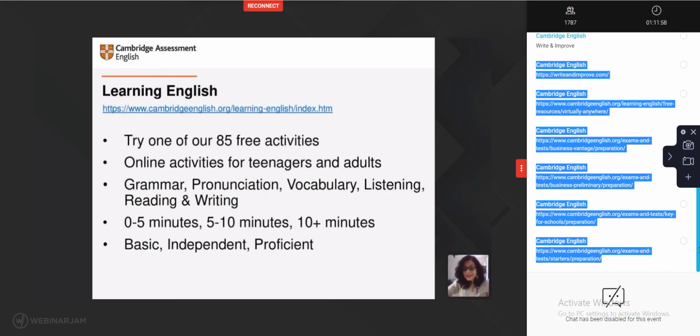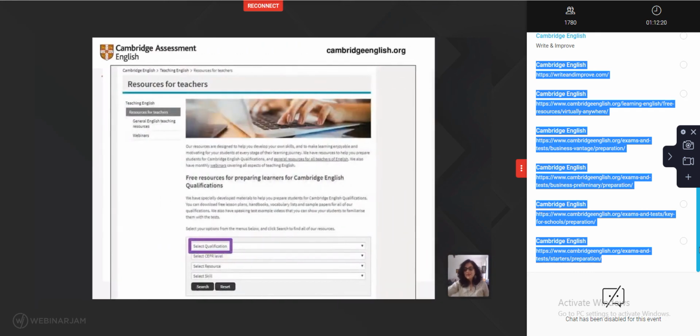And these activities and these tasks are of varying lengths. They are not very long because the attention span of the candidate has to be taken into account. So they range from 0 to 5 minutes to 5 to 10 minutes and 10 plus minutes. And they are aimed at all basic, independent, and proficient language learners, right? Who are at A1, A2, B1, B2, or C1, C2, all 6 levels.